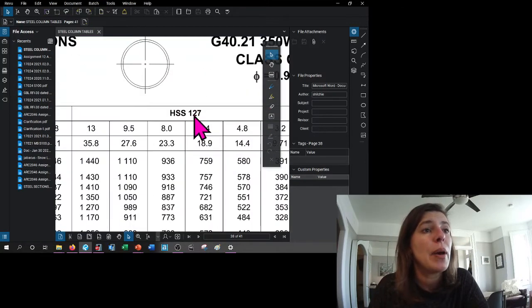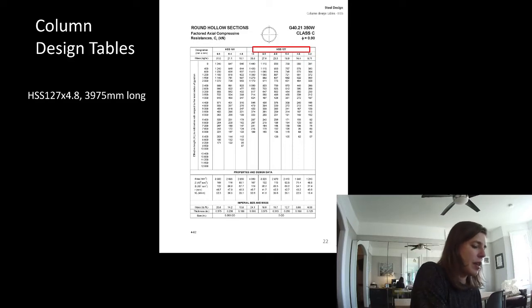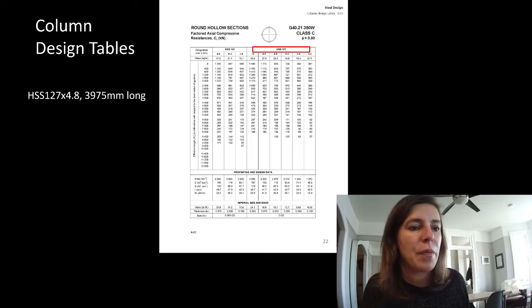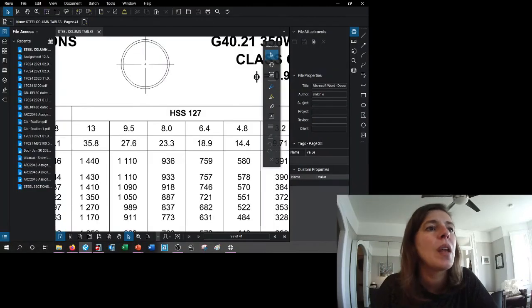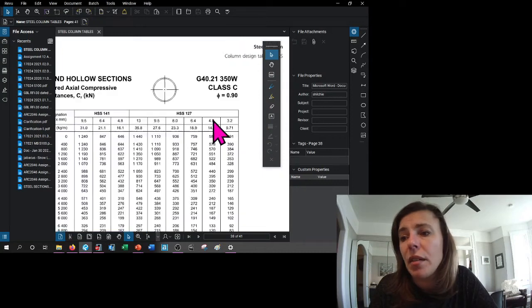We were talking about an HSS 127 by 4.8. That is 3,975 millimeters long. So let's go back to that table. A 127 by 4.8. Oh, it looks great.